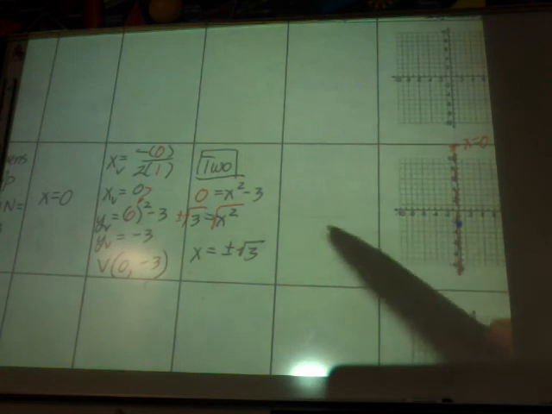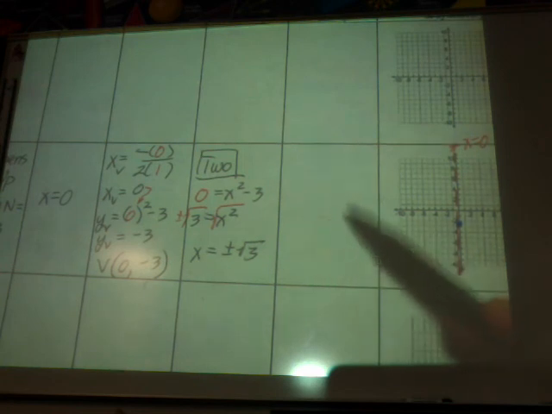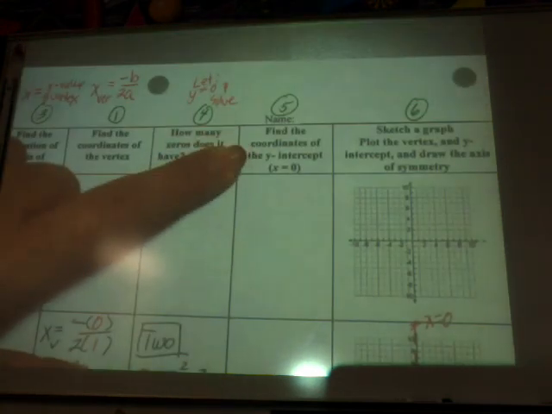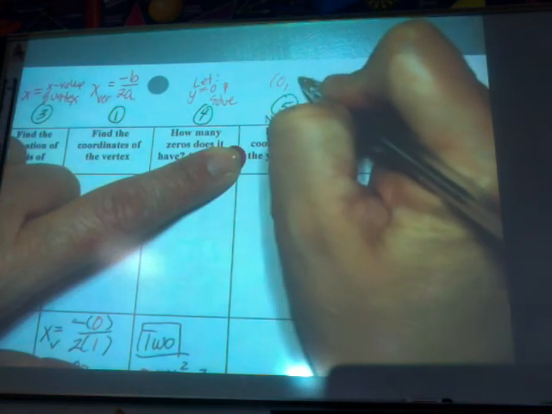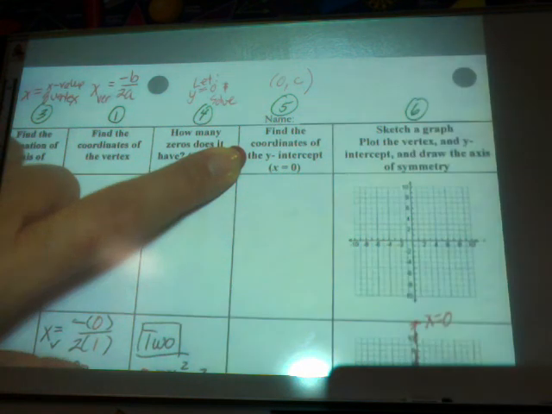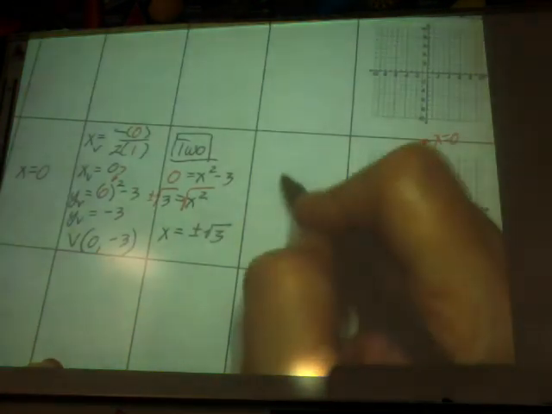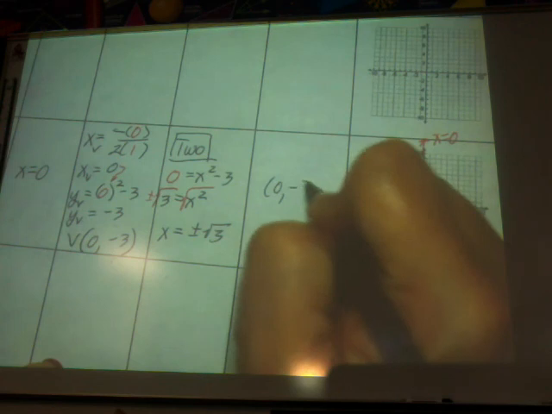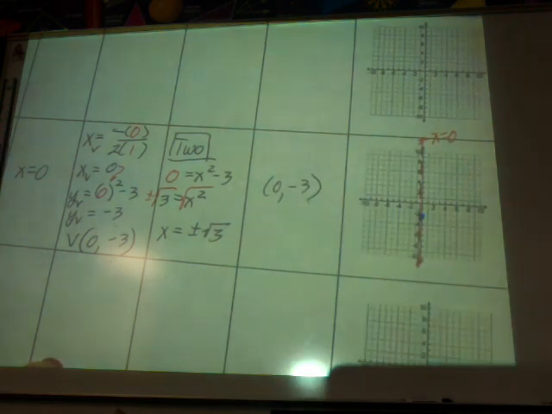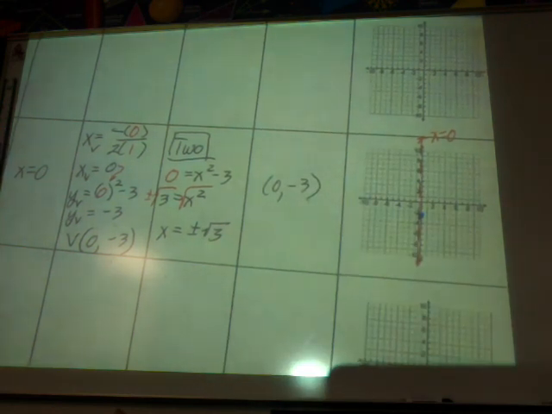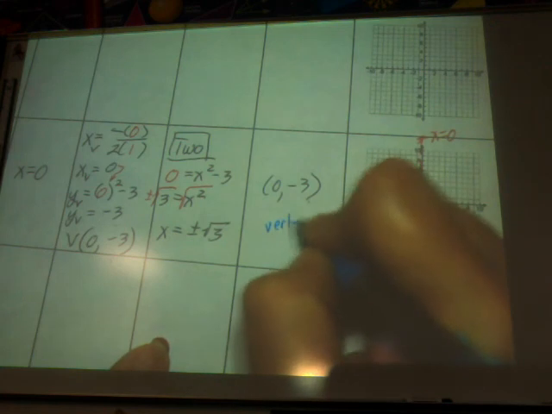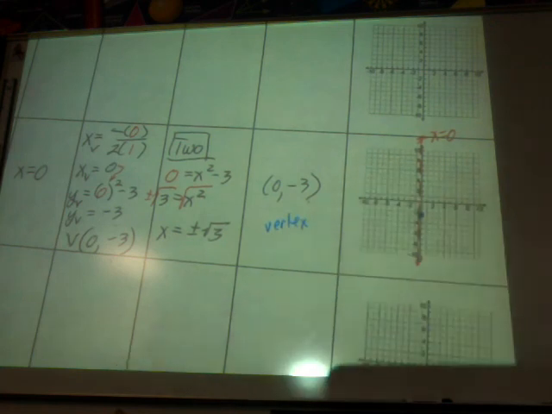But what's our y-intercept? Remember how to find it. Write yourself a note. What's your y-intercept? 0, C. What's C for us? Negative 3. So our y-intercept is 0, negative 3. So we are going to plot that because that allows us to get a symmetrical value. Oh, gosh darn. What is that? This is our vertex. So we need 5 points, and we only have 1.